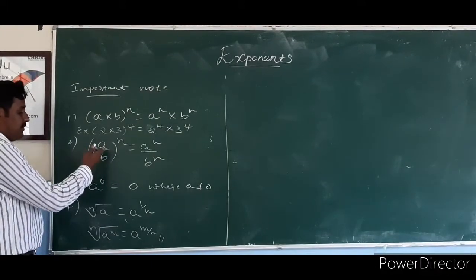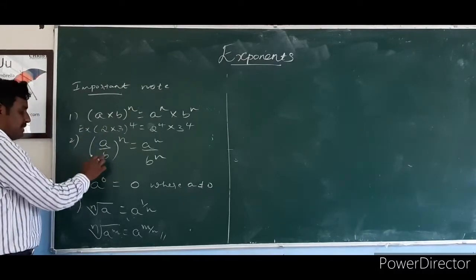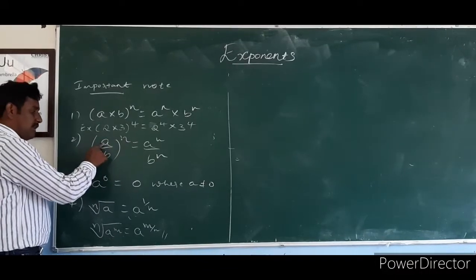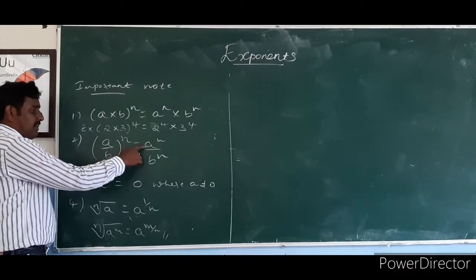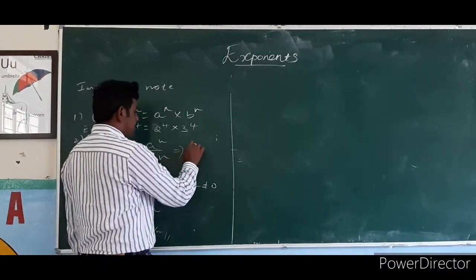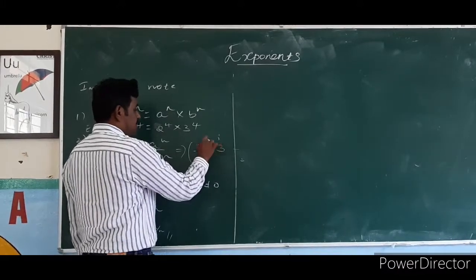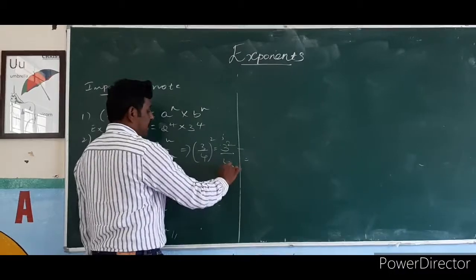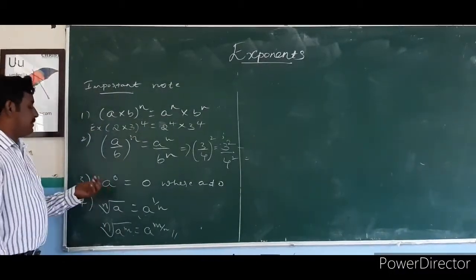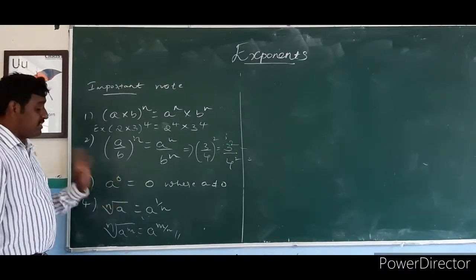Second one, a divided by b whole to the power of n. Two bases are there with one power. You can split this power for the numerator and denominator. That's why it becomes a to the power of n by b to the power of n. For example, 3 by 4 whole to the power of 2, this power is applicable for both numerator and denominator.